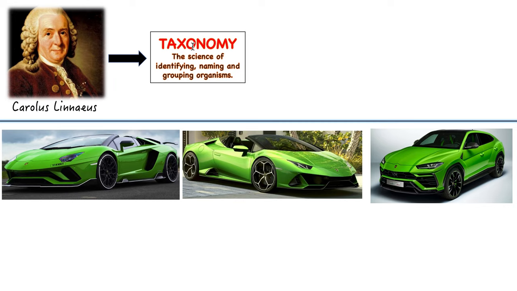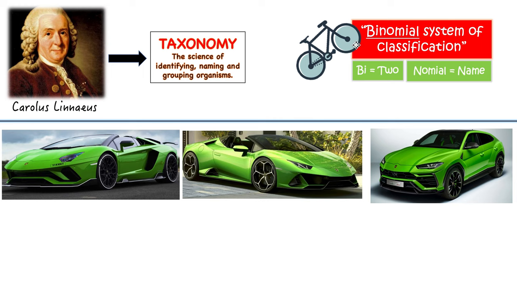Okay, now, what did he start? He started this idea, which we call the binomial system of classification. First, bi. Bi means two, like bi from bicycle, which has two wheels. Nomial means name. So he started this two-name classification system. What does this mean? Let me illustrate with a nice example of these nice, expensive, beautiful, shiny cars called Lamborghinis.